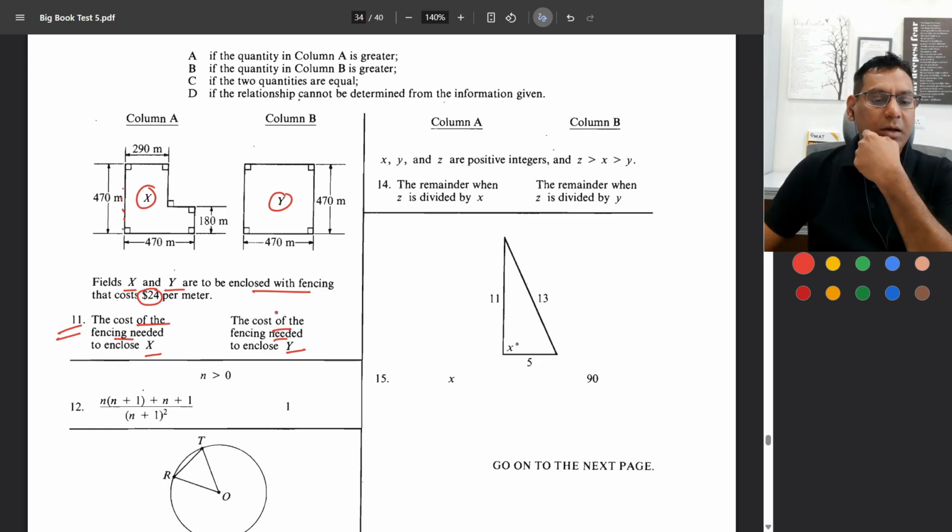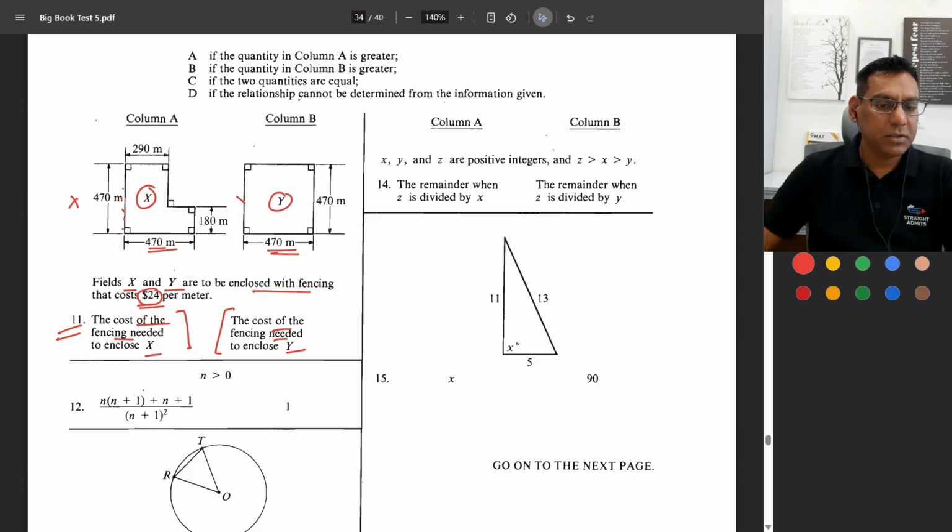I don't have to calculate the cost. Multiply that by 24, that will give you the cost, but I don't need to calculate that because all I have to compare is the perimeter. The rate is the same anyway, right? So what is the perimeter? I see that this side is the same, this side is also the same, so same thing.